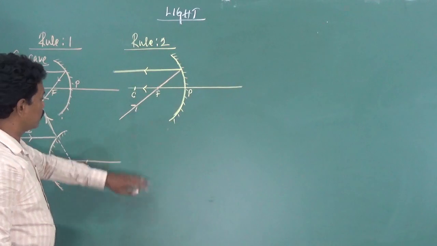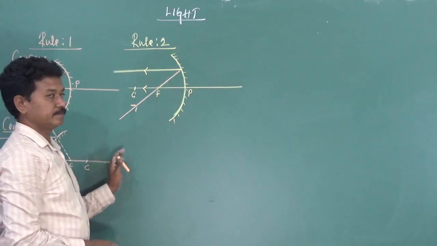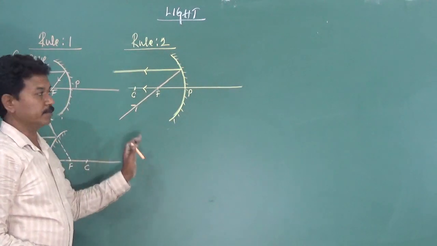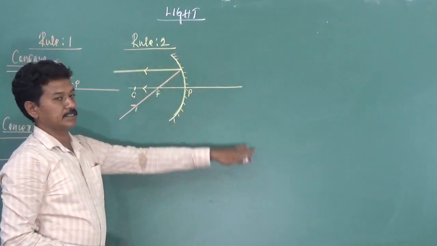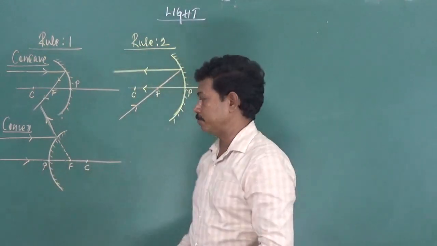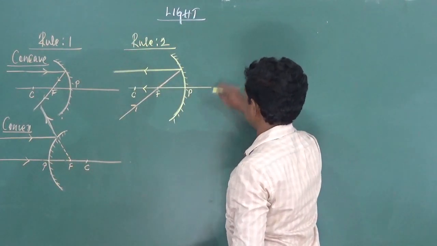So this cannot be shown for convex mirrors, because the light ray doesn't pass behind the mirror. That's the point here. Let us go with rule 3.